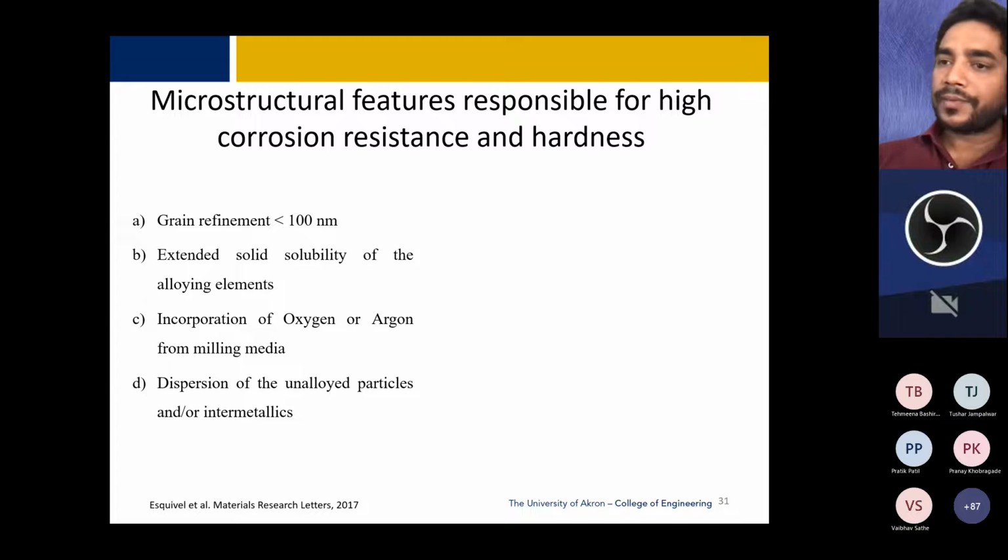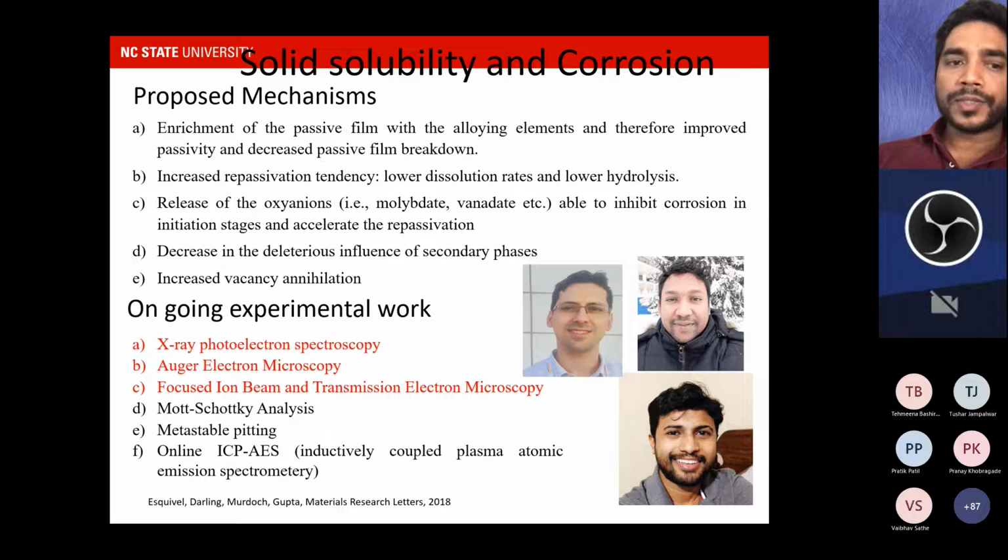Now, all this high strength that we can get really comes from the grain refinement, from the extended solid solubility of the alloying elements, and a lot of other parameters we really don't know, but they could be contributing. There could be, say, incorporation of oxygen or argon present in the milling media, dispersion of unalloyed particles, and so on. To answer all those questions, we sat back and started thinking about what the corrosion mechanism could be. You can find in some of our earlier papers and some of the recent papers where we have proposed some of these mechanisms, and we started validating them, or looking at whether they are valid or not.